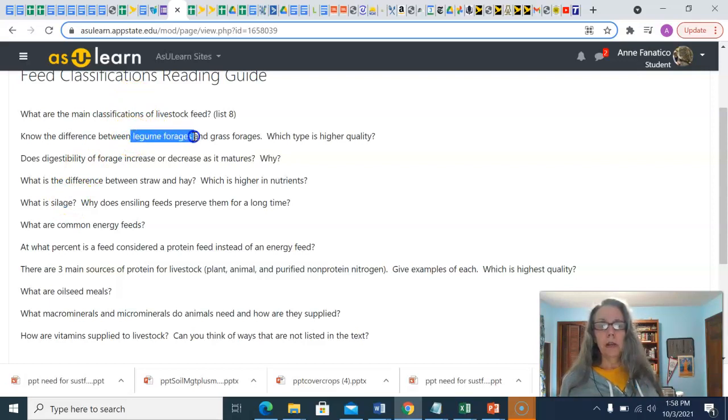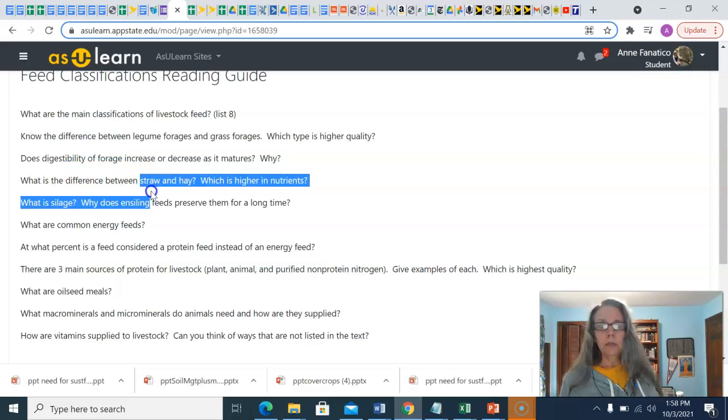Having more legumes is actually going to be higher quality because they have more protein. And we know that the digestibility of the forage is going to decrease as it matures because the lignin and cellulose are increasing, and protein and soluble carbohydrates are decreasing. So we looked at the difference between straw and hay. Hay is very high quality for livestock, and we looked at what ensiling is for silage.